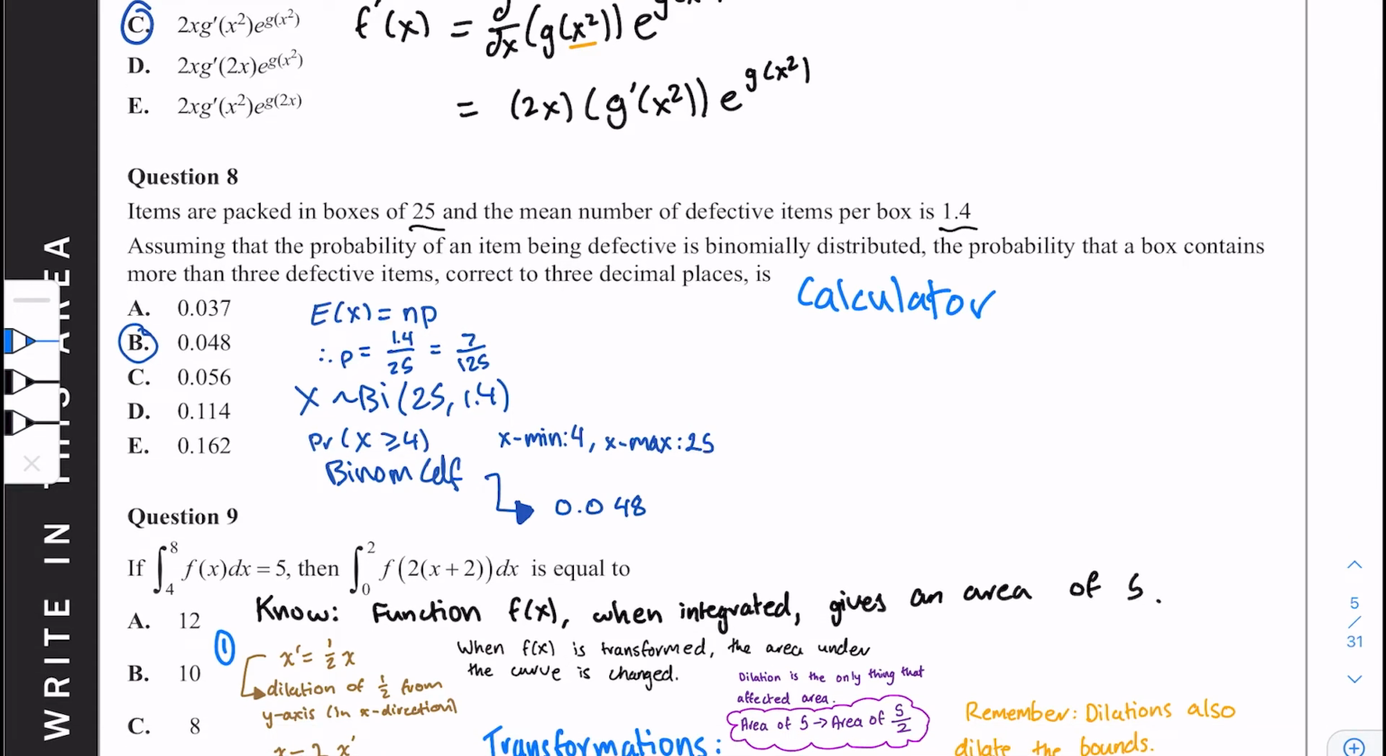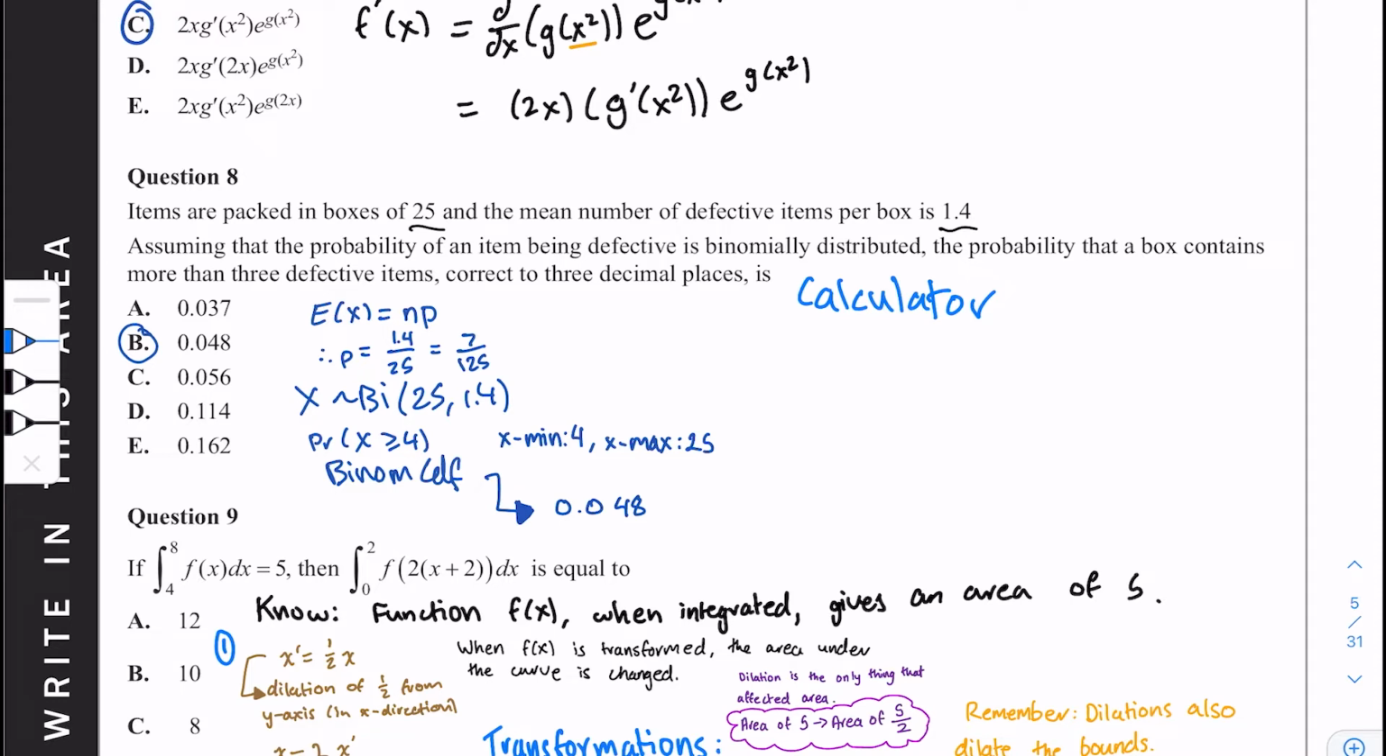All right, for question 8, we have 25 boxes, so n equals 25. Your sample space is 25. The mean number of defective items in a box is 1.4, so your mean is 1.4. Since an item can either be defective or not defective, it is a binomial question. And it's asking for more than 3, so it's CDF, or cumulative distribution function.